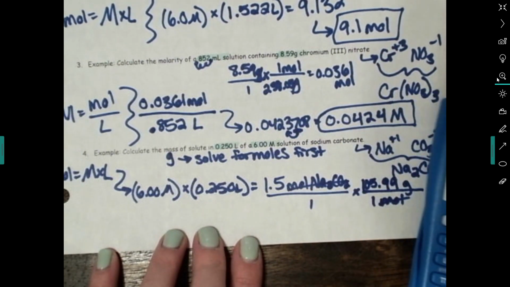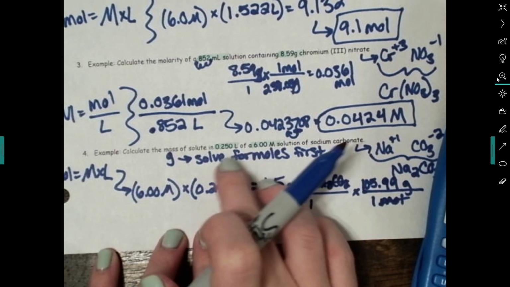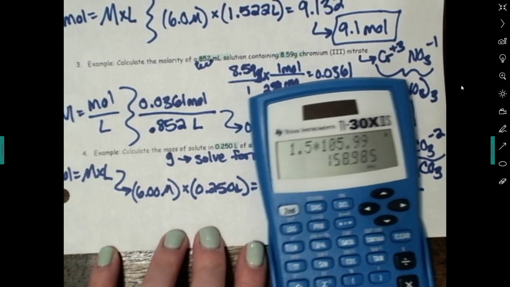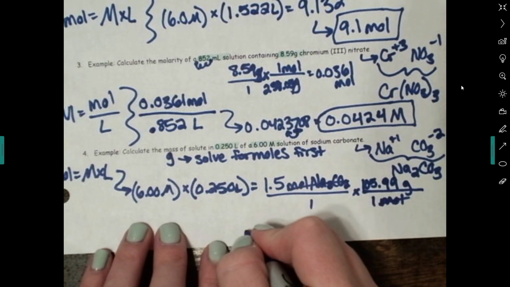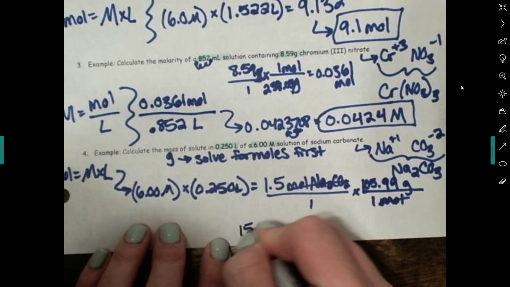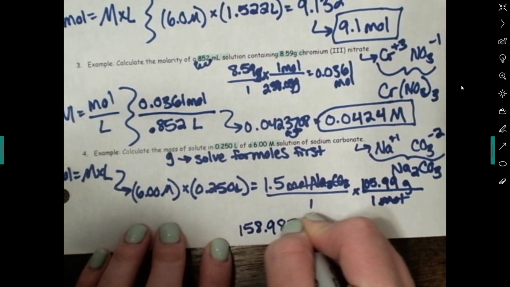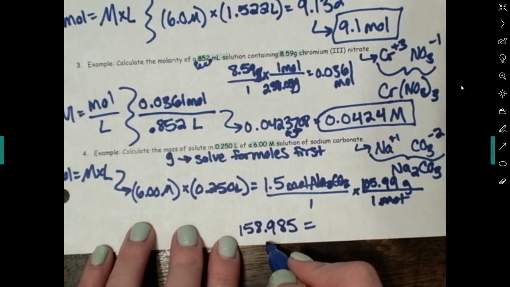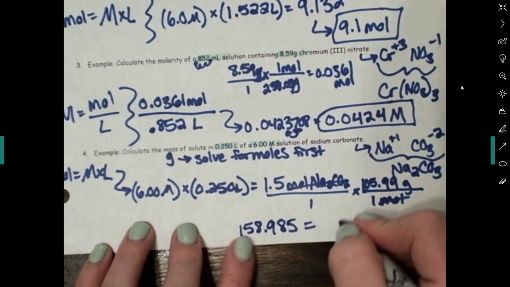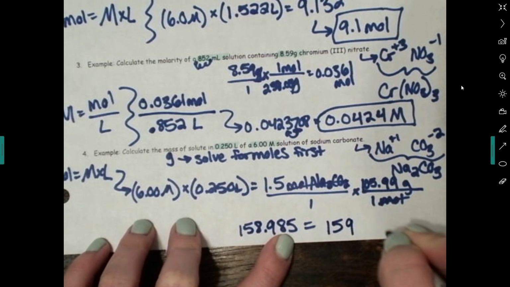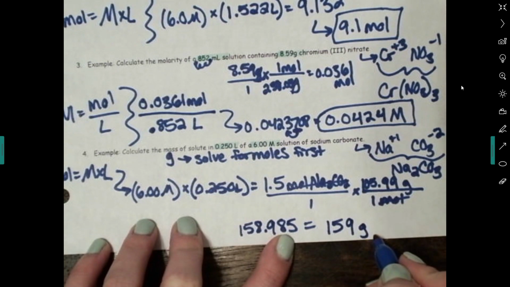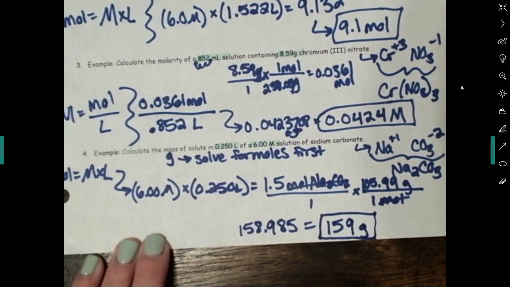How many sig figs do we need? 3 sig figs, because this one has 3 and this one has 3. Here, let me write my unrounded answer. In my calculator, I got 158.985. 3 sig figs. This 9 would bump this up to a 9. So it'd be 159 grams. Because it says calculate the mass in grams, that's what we did. Okay, and that's how you do it.